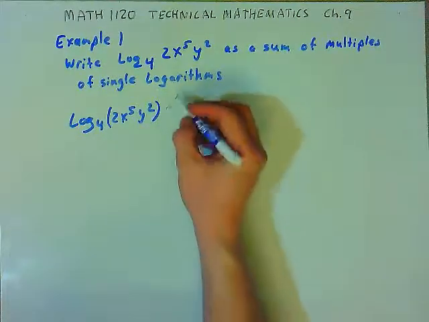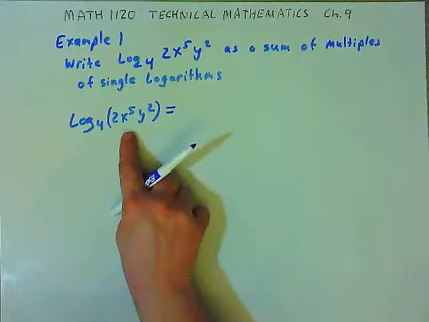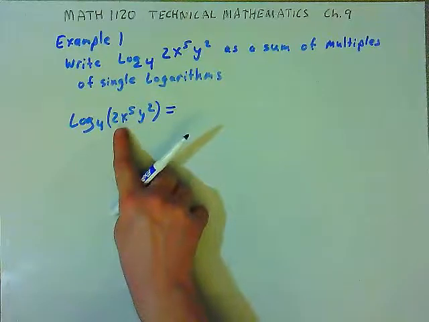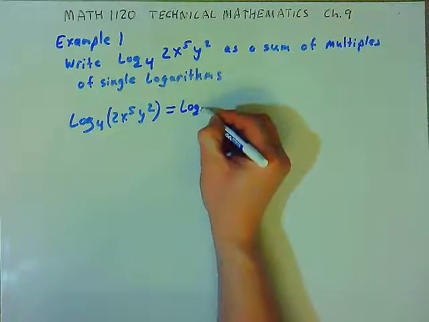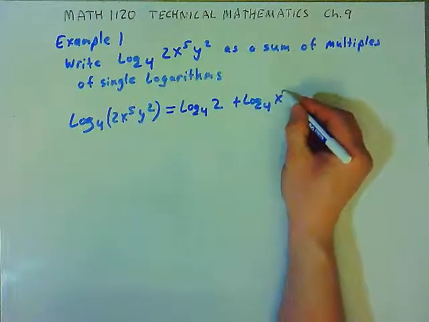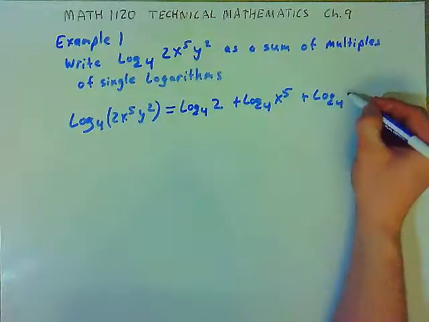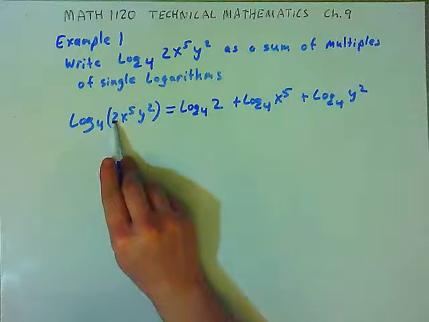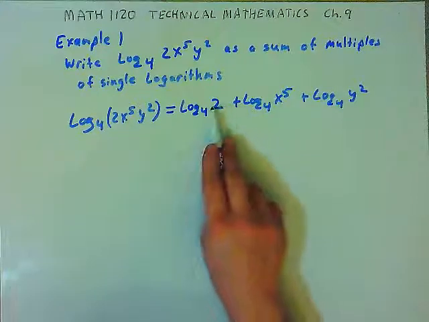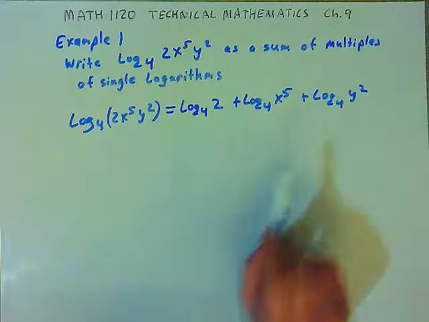And so the multiplication property says that if we're taking the logarithm of a product, things being multiplied together, we can separate this out into the sum of logarithms of the individual factors. So this is going to become log base 4 of 2 plus log base 4 of x to the 5th plus log base 4 of y squared. So if we had 2 times x to the 5th times y squared, I could write that out as 3 separate logarithms: 2, x to the 5th, and y squared. Notice that the base is always the same. The base is always 4.